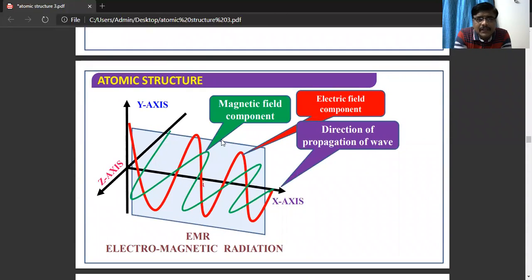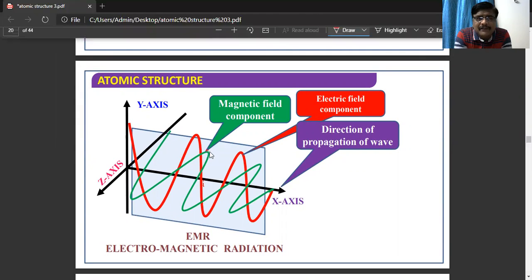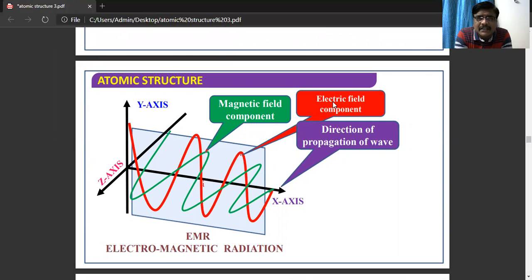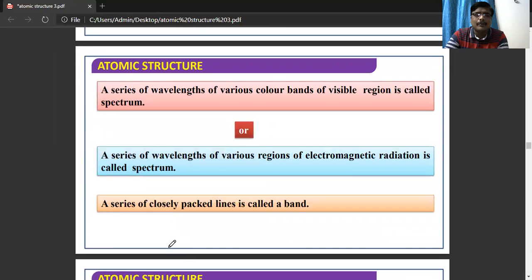See here, this is the magnetic field, and this red color represents the electric field, and this is the direction of propagation of the wave. The electric field as well as the magnetic field are perpendicular to each other. This kind is known as electromagnetic radiation.